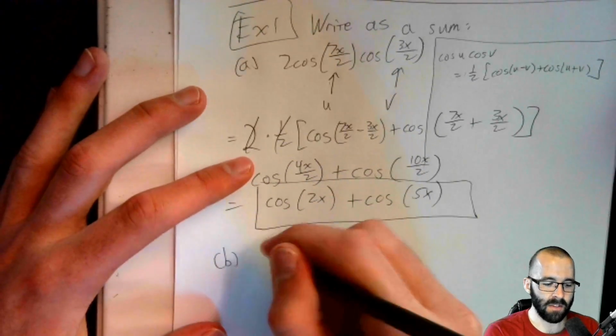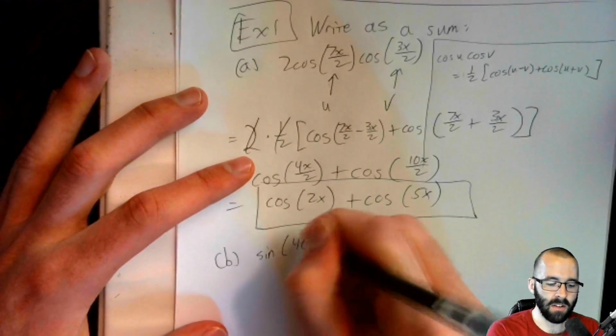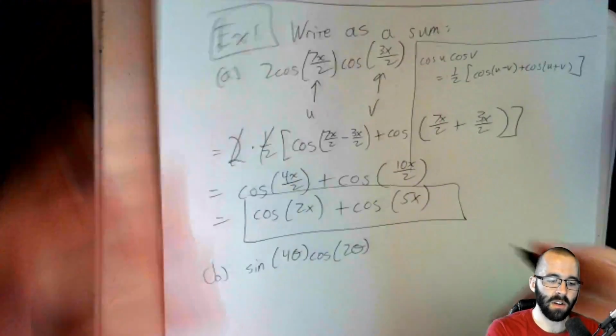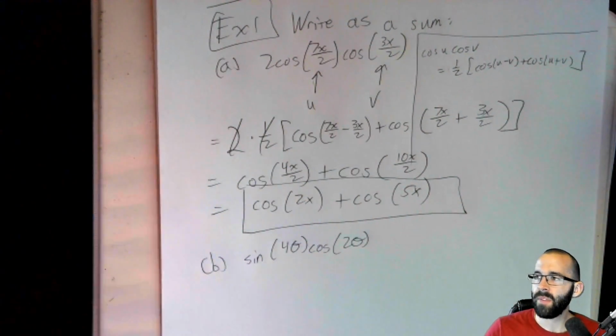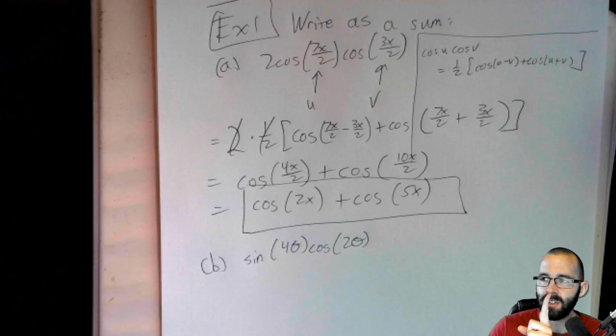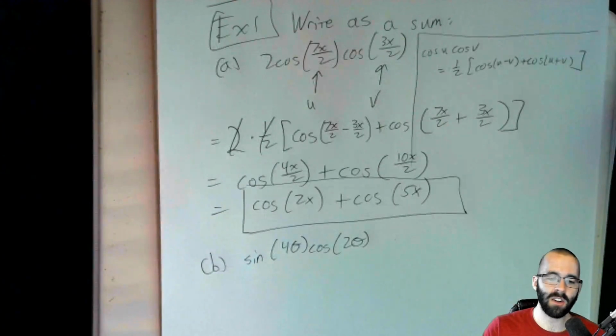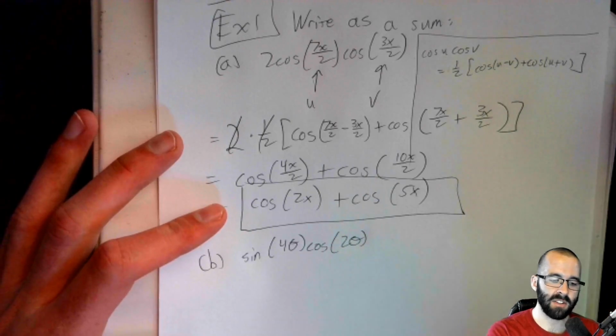Let's do part B. Sine of 4 theta times cosine of 2 theta. All right, so first step, identify what we need to use here. We have a sine and a cosine. Sine, sine, nope. Cosine, cosine, nope. Sine, cosine, sure. Technically, you could also use this one down here, cosine, sine. But let's use sine, cosine, it's in the right order. So we're going to use the sine, cosine one, that's the third one.